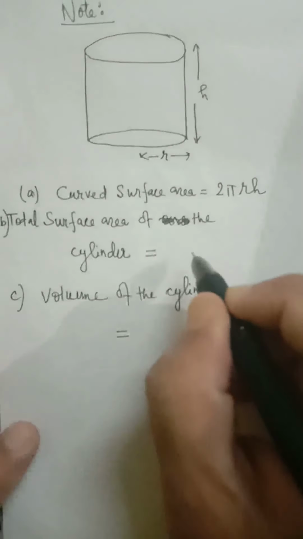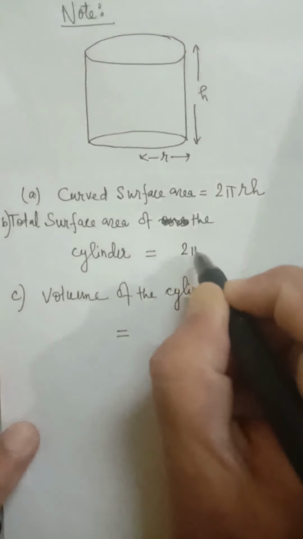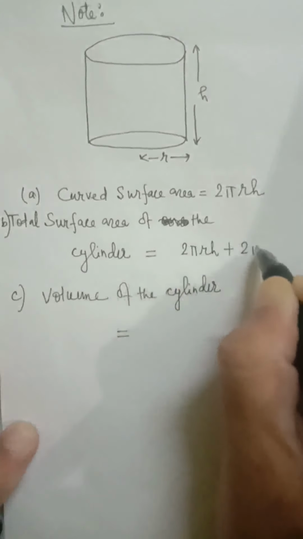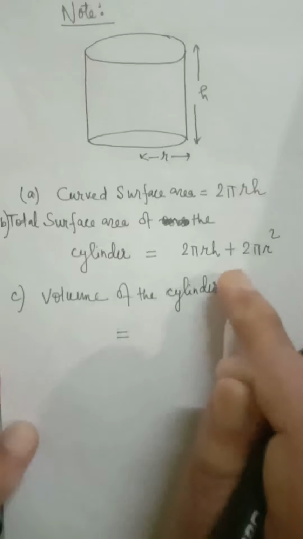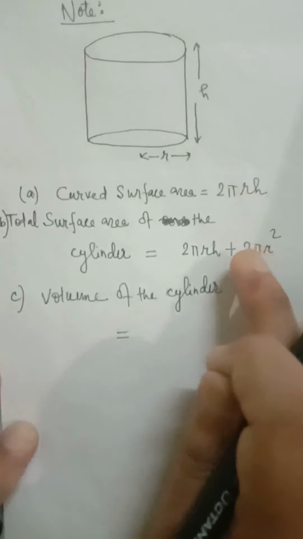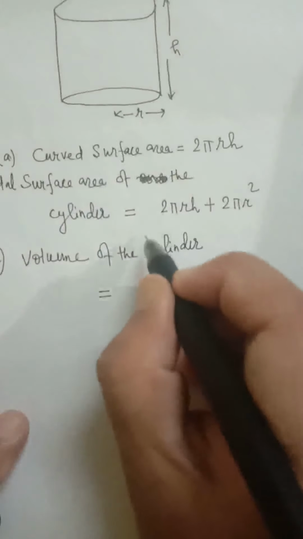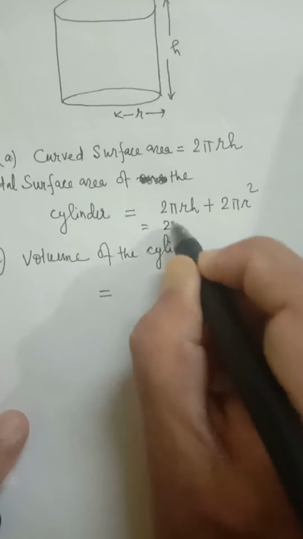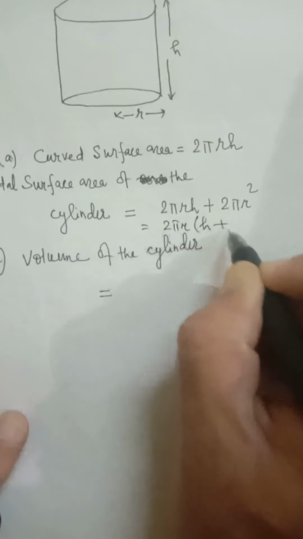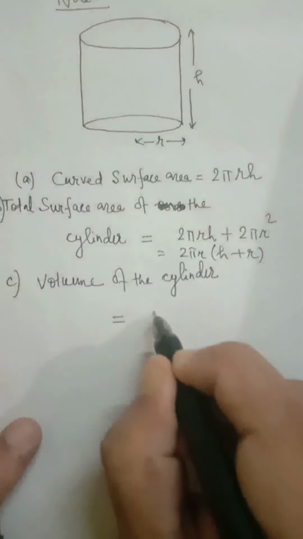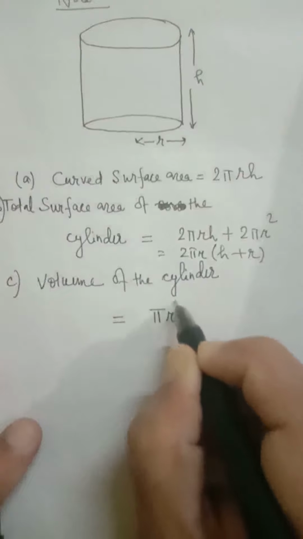The total surface area is 2 pi r h, the curved surface area, plus 2 pi r square, which is the surface areas of these two faces. You can take 2 pi r common. In that case, it will be 2 pi r into h plus r. This is the total surface area. The volume of the cylinder is pi r square h.